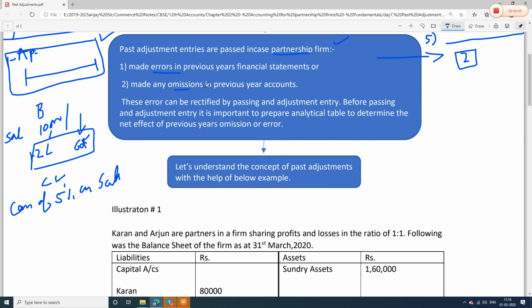So made any omissions in previous year. Now this is point number 1. Next, these errors can be rectified by passing an adjustment entry. So what you have to do, see this point is also important. Before passing the adjustment entry, you have to prepare an analytical table. So what is that analytical table? I will explain you in today's lecture.